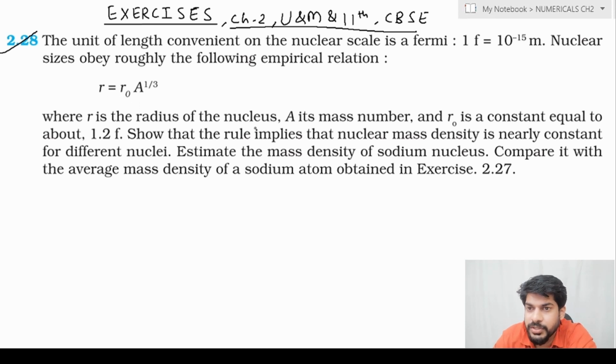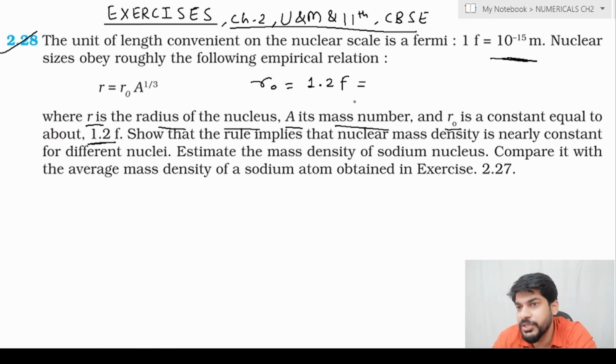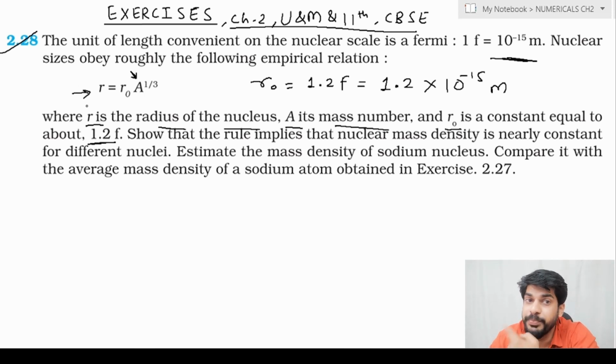Now what is R naught here? R is the radius of the nucleus and A is the mass number, as I said, and R naught is called a constant, equal to about 1.2 Fermi. 1 Fermi is equal to 10 raised to minus 15 meters, that's why it is 1.2 into 10 raised to minus 15 meters. So this is the value of R naught. We just have to put all these values and you will get the radius. A is bigger for bigger nuclei, so the radius will also be bigger.